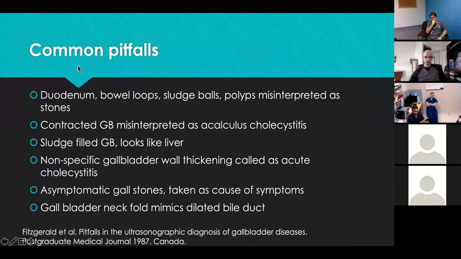Common pitfalls with the gallbladder, the sort of things that we just mentioned: mistaking bowel gas or duodenal gas for stones; a contracted gallbladder being misinterpreted as calculous cholecystitis; a sludge-filled gallbladder, which would look like the liver and might get missed. I'll just pass on it because we just mentioned all of them, but this slide would be a quite common question as well.